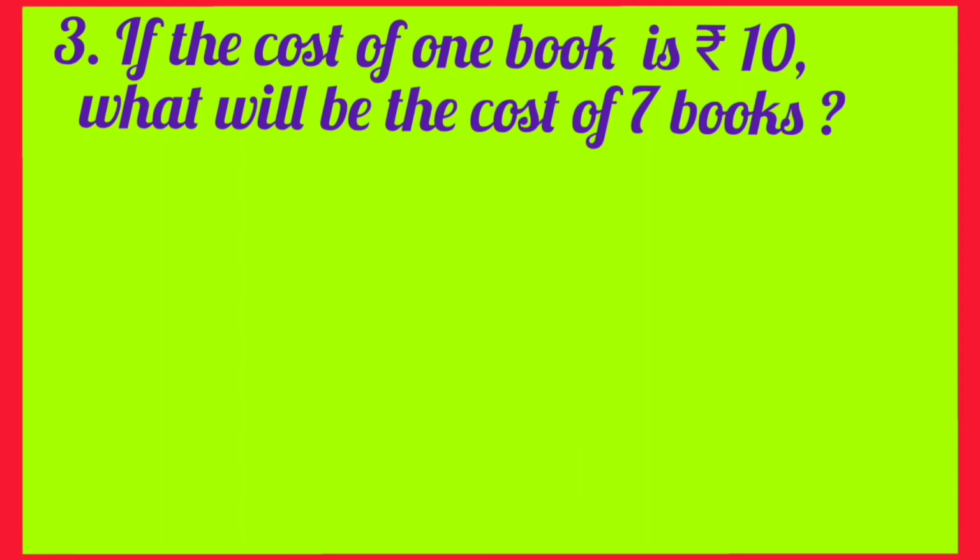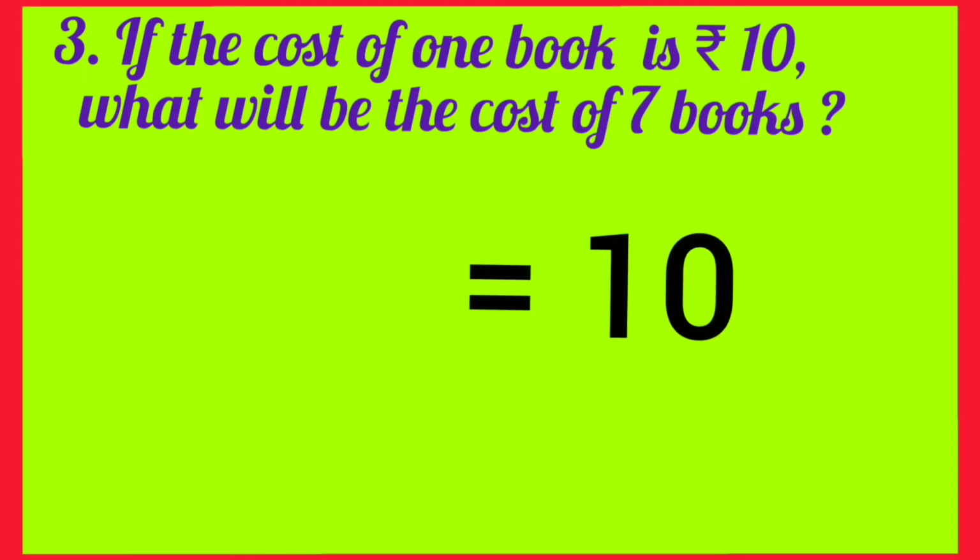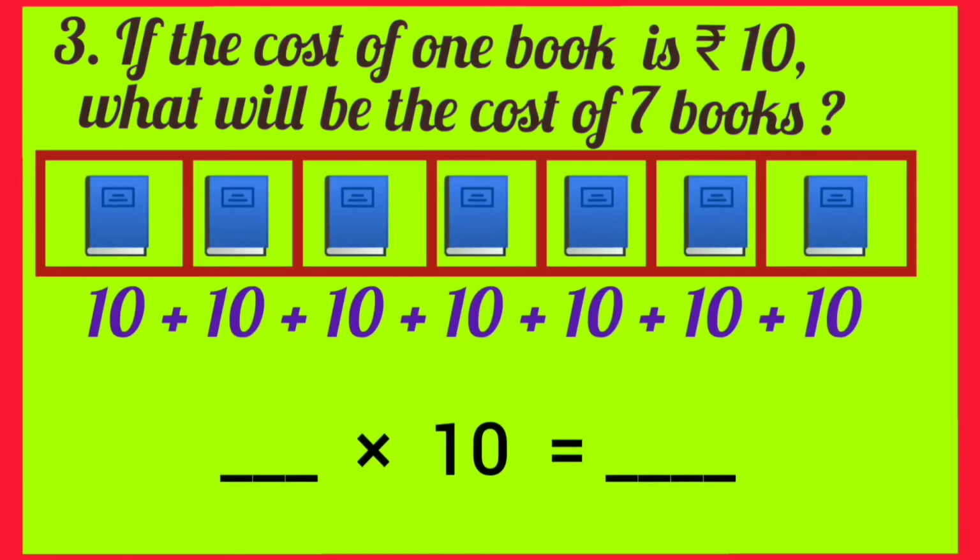Third one. If the cost of 1 book is ₹10, what will be the cost of 7 books? Children, here the cost of 1 book is 10. We have to find the cost of 7 books. Write 7 in the dash. 7 times 10. 7 tens are? Yes, 70. So, the cost of 7 books is equal to 70.